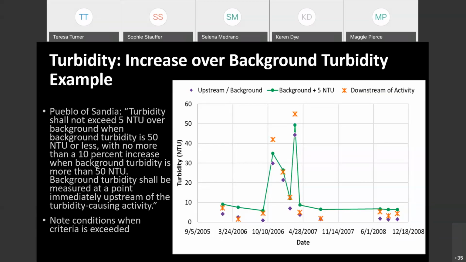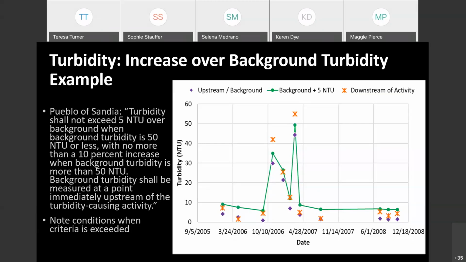So this criterion is kind of what I think of as a two-pronged criterion. It's describing two different criteria and kind of two different subcomponents. Are you guys noticing a theme? This is happening a lot. So for me, the first thing I would want to do is figure out which of these applies. Is it the 5 NTU over background, or is it the 10% over background? And so that all hinges on whether background is 50 NTU or less.